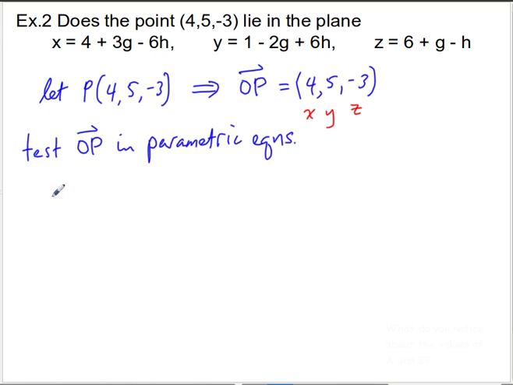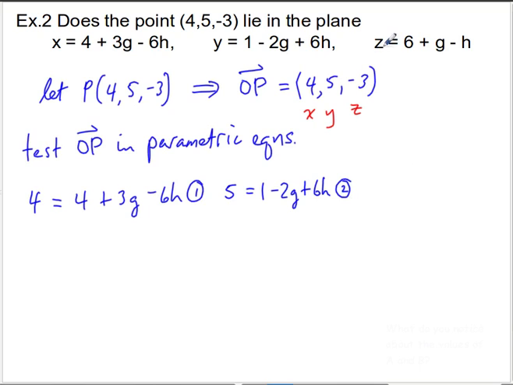So the first one becomes 4 is equal to 4 plus 3g minus 6h. That becomes my first equation. My second one is the y coordinate. That is 5 is equal to 1 minus 2g plus 6h. Call that equation number 2. And then my third equation is negative 3 is equal to 6 plus g minus h, and call that equation 3.